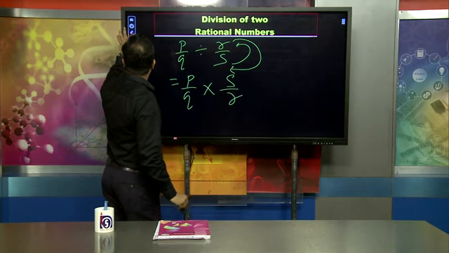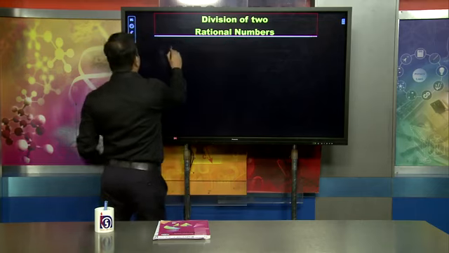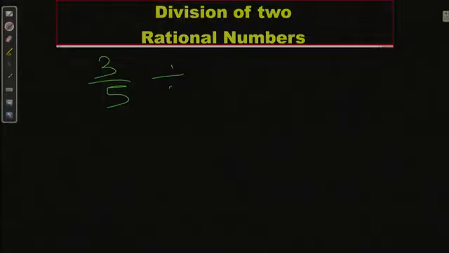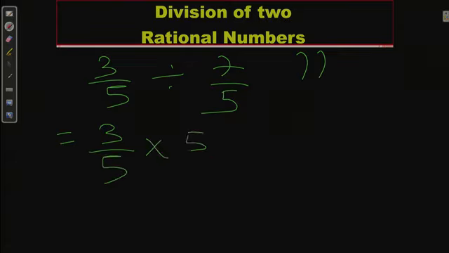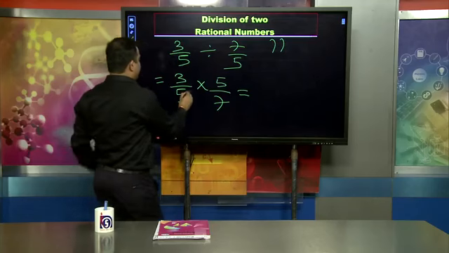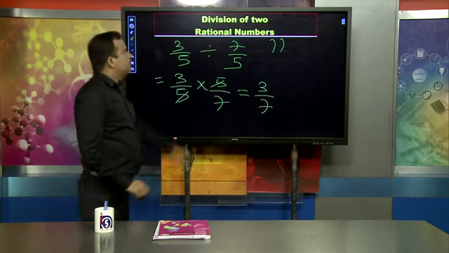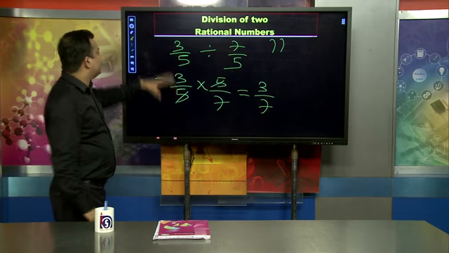For example, suppose I would like to divide 3 by 5 divided by 7 by 5. What will be its value? Simply 3 by 5 multiply with 5 by 7, just reversing it. The 5 will be cancelled, then you will get 3 by 7. This is known as the division of rational numbers.